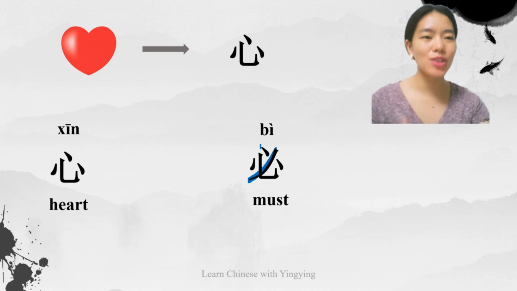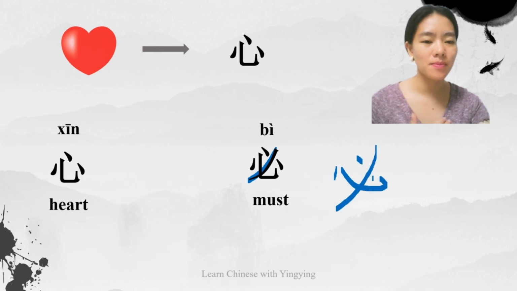Okay, let's write the word together. Still left to right, top to bottom. So this is the word bì. Bì. It means must.